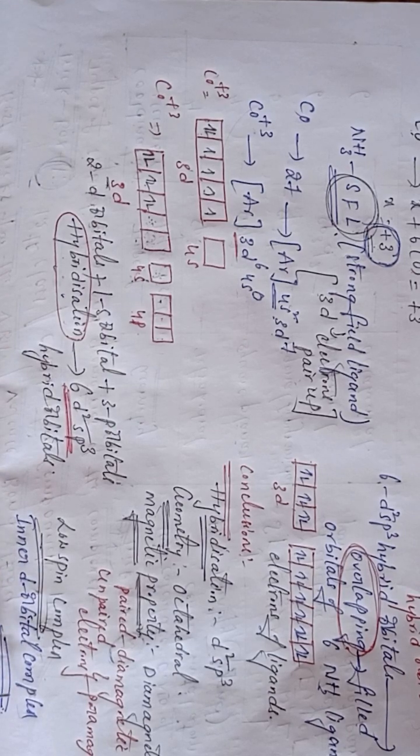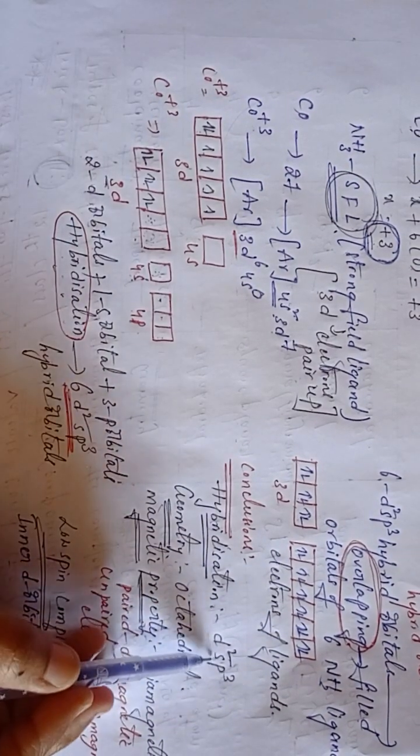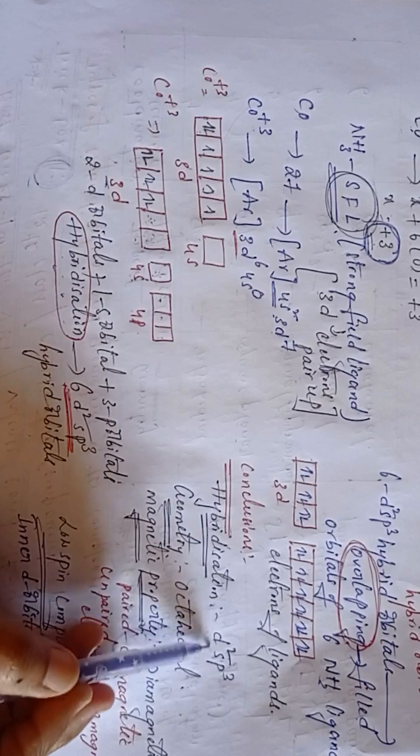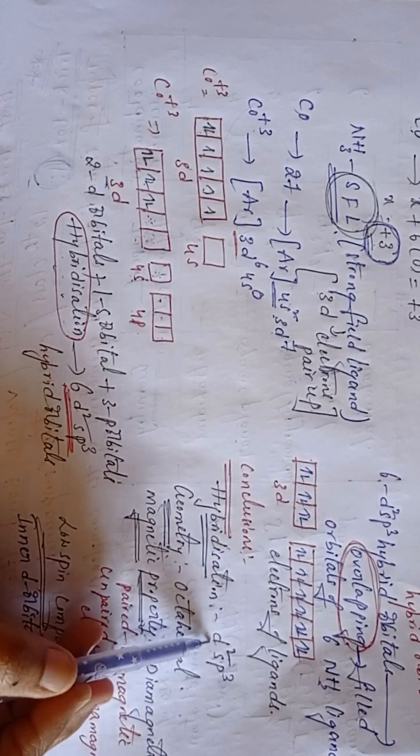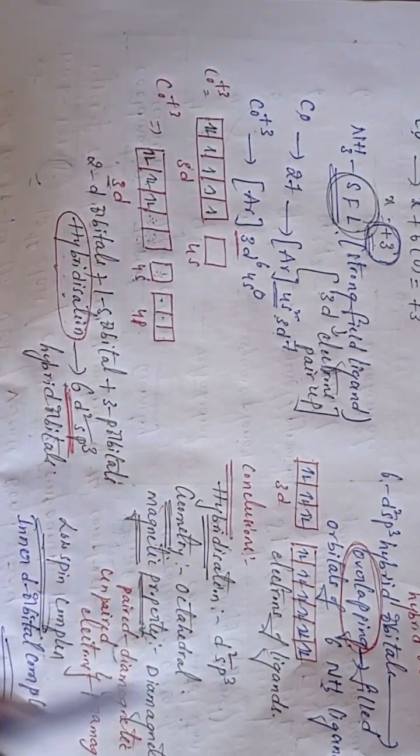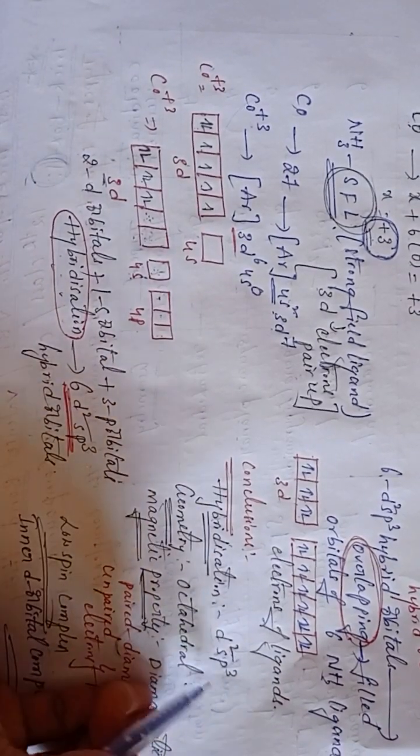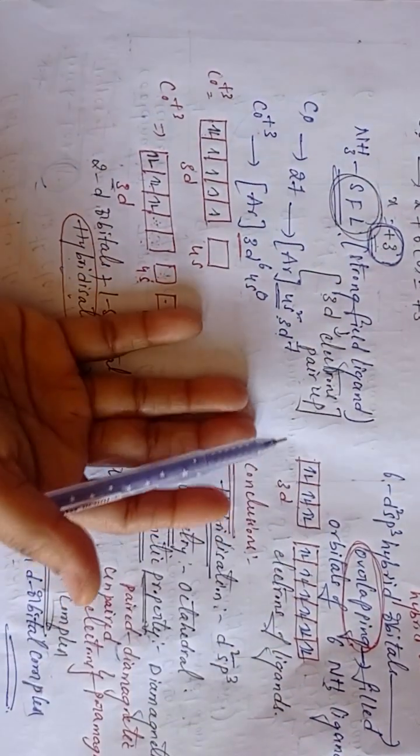It is an inner d orbital complex because in the hybridization, before sp3, d orbitals are there. Starting with d orbitals means that is an inner d orbital complex. If d orbitals are there after sp3, that is an outer d orbital complex.